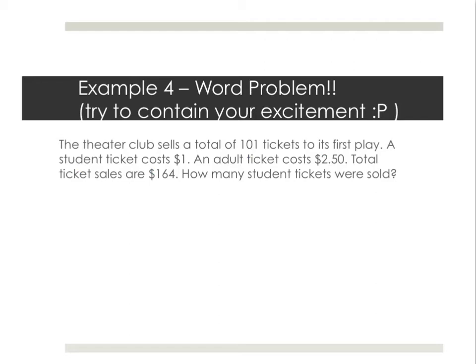All right, the theater club sells a total of 101 tickets to its first play. A student ticket costs $1, an adult ticket costs $2.50. Say that you forgot to keep track of how many of each type of ticket were sold, but you know the total ticket sales is 164 and the total tickets sold is 101. How many student tickets are sold? So first we're going to define a couple variables. Let's keep it simple by using x and y. We'll make x the number of student tickets and y the number of adult tickets.